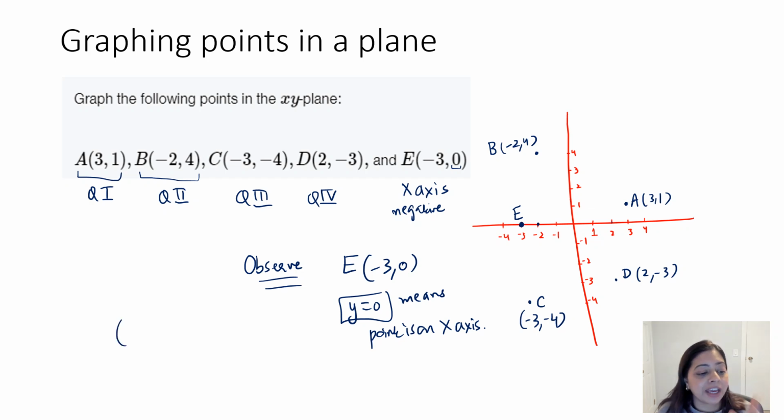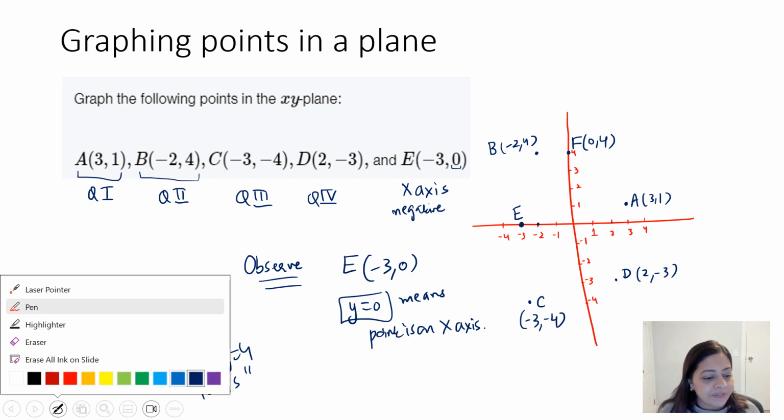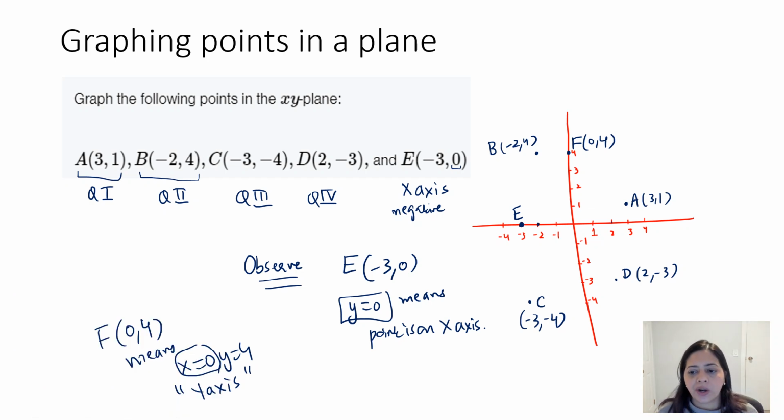Similarly, if I give you another point (0, 4), this means x is 0, and y could be anything. Specifically for this, y equals 4. If you mark this point, let's call it the point F, (0, 4). Where is this point? This is on the y-axis. So x equal to 0 would always mean the y-axis, and y equal to 0 would always mean the x-axis. That gives you another important result to understand.